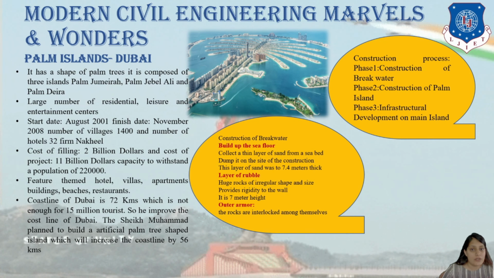It means that if I want to construct villas, you might have Bollywood stars with villas on this Palm Island. This has also been an activity and tourist spot in this country, and it is a very famous construction which has not yet been replicated by any other country, right? You can see the construction of the breakwater built up from the sea floor, then a layer of rubble and an outer armor. What does this mean? It shows how they constructed it and gave it its shape, right?